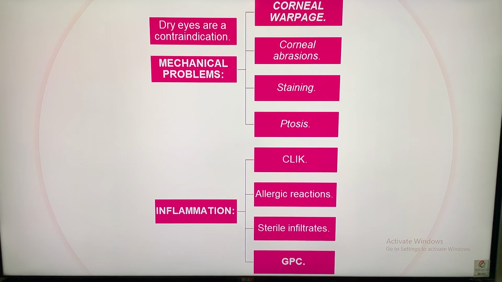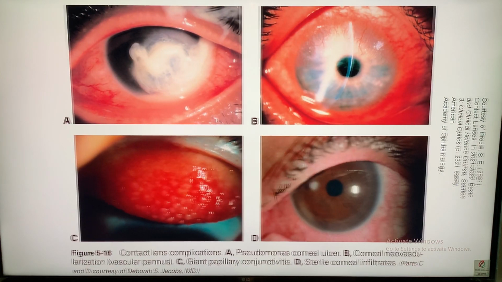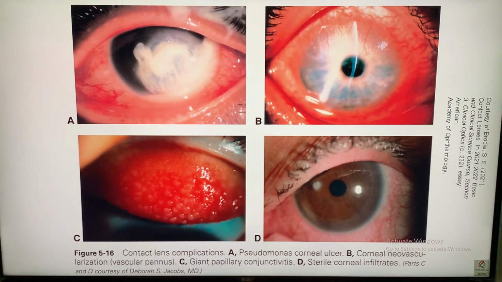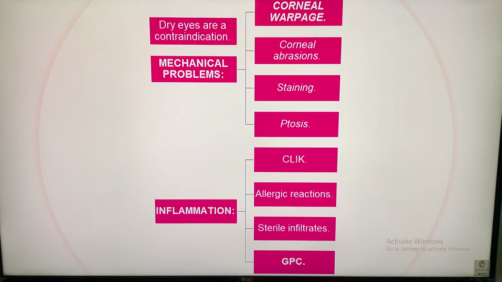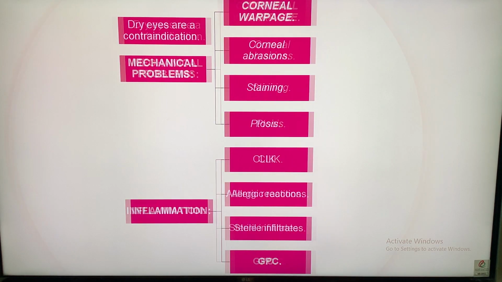As I have already explained, inflammation may occur due to the toxic reactions to the contact lens solution. So number one is contact lens induced keratoconjunctivitis. Then we have allergic reactions, and these allergic reactions are not type 1 hypersensitivity, they are type 4 hypersensitivity reactions. Then we have sterile infiltrates. These are sterile because the cultures are negative. These are the sterile infiltrates. And the last one is giant papillary conjunctivitis.